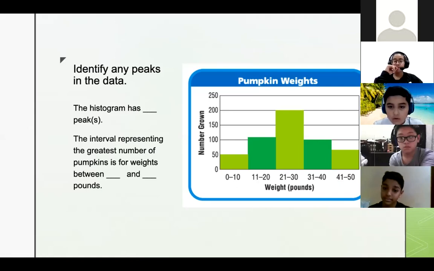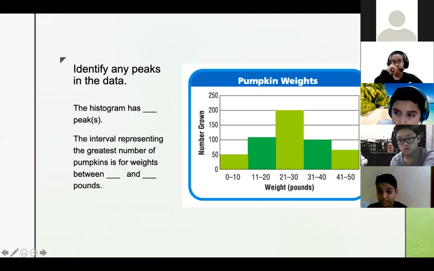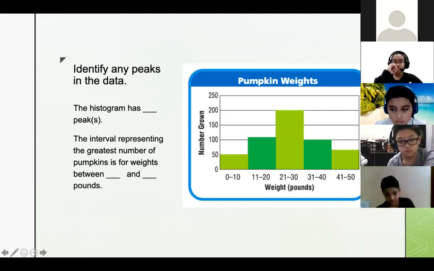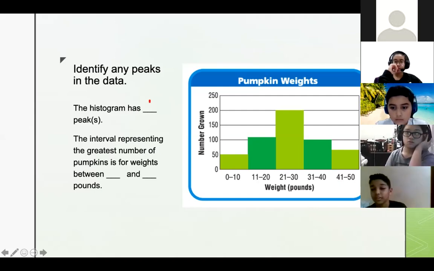Where did you get the number 200? No, 10. 21 till 30. From 21 till 30. You must read the information here, clear? So the first bar is from 0 to 10. The second, 11 to 20, 21 to 30, 31 to 40, then 41 to 50. So the peak is from 21 to 30, okay? So the histogram has one peak.